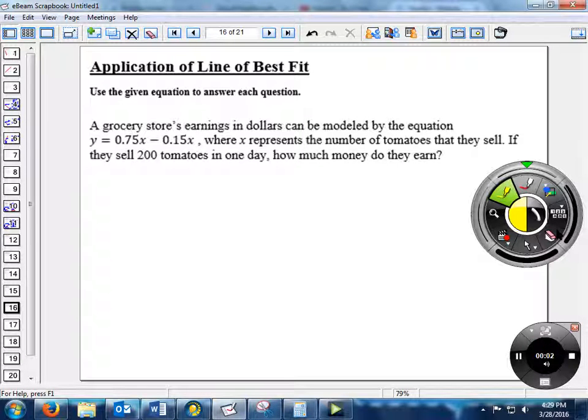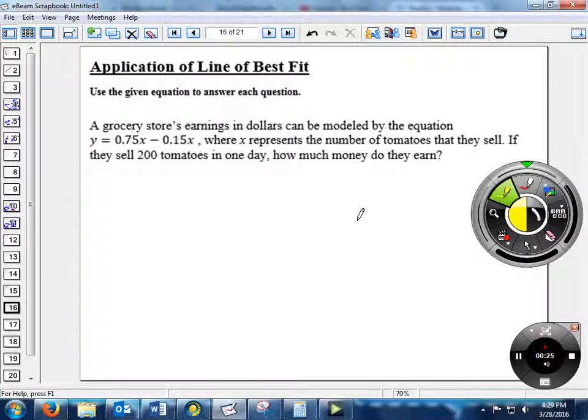The last section we're going to be talking about is applying the line of best fit. The line of best fit can be used to help make predictions. And this can tell us on a certain day, if I sell a certain amount, how much money I could make, how much time I would expect to spend, different things like that. So we're using it to make a prediction. It's not going to be exact, but it will help us to be able to predict.